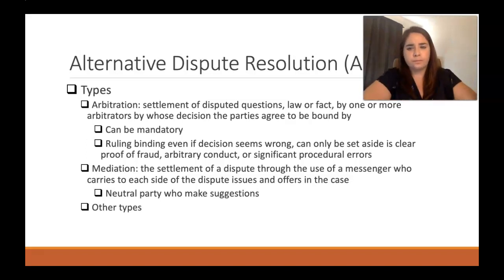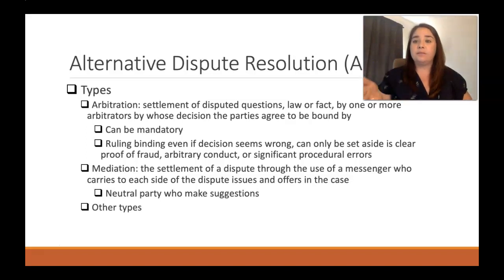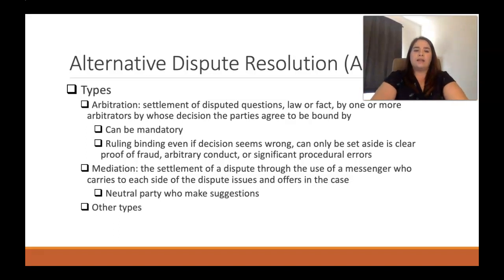Now, mediation is different. An arbiter sits as a fact finder, fact decider, and makes a binding decision on the parties, versus mediation where the parties use a messenger to pass information, to pass offers between each other so that they can try to settle the case. And this person, the mediator, will be a neutral party who may make suggestions, may not make suggestions, the best mediators do, and really try to focus the parties on what's at issue and get them to an agreement.